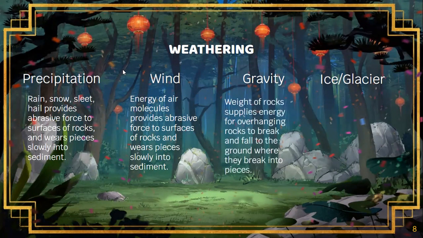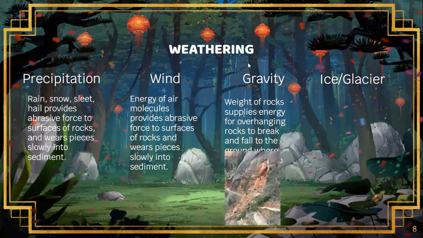And then we also have gravity. This is like whenever you have an overhang, where the weight of the rocks simply supplies the energy. It starts bending under its own weight and breaking, and then it will fall. As that rock falls, it hits the ground, and through that impact, it breaks into smaller pieces. So that's another process of weathering that forms sediment. And yeah, there's a picture example of weathering through gravity.